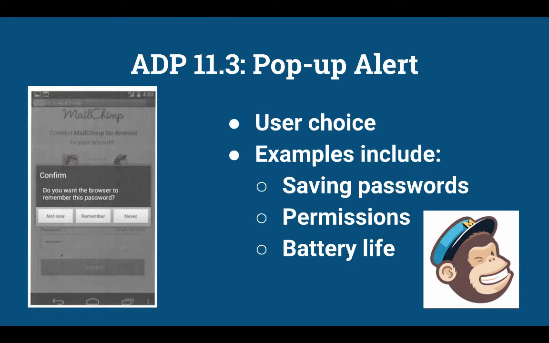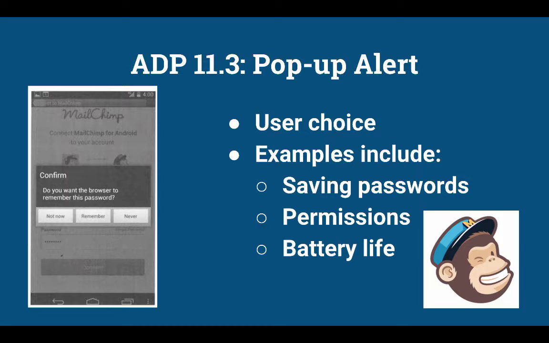This Android design pattern is probably another familiar pattern that you have come across when interacting with your mobile device. Pictured here is an image from the MailChimp app, which enables users to manage their email marketing needs. The design pattern captured here is the pop-up alert. This pattern seeks to allow users to make specific decisions as it relates to the current state of their experience or mobile device.